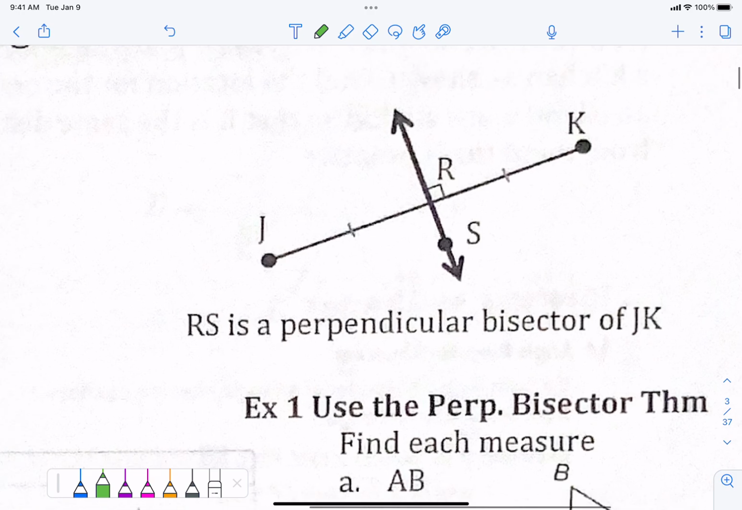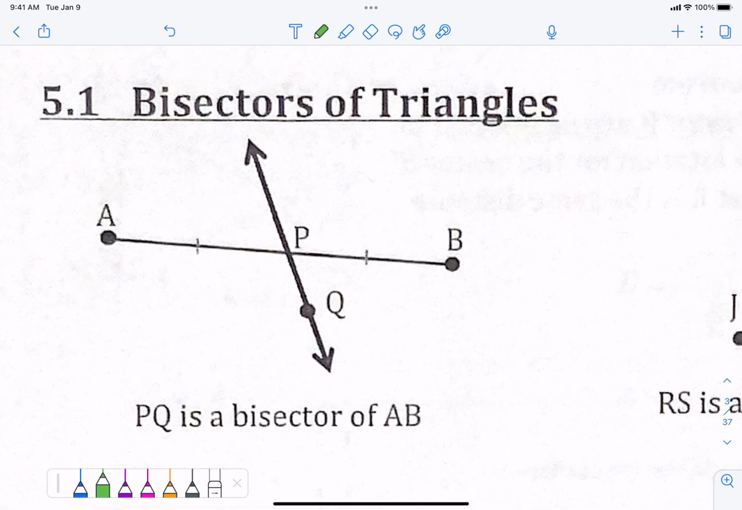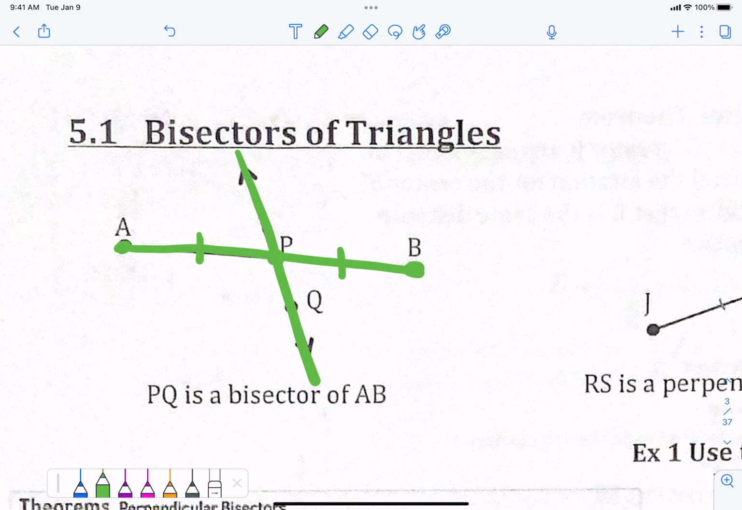Take a look at these two diagrams at the top, bisectors of triangles. They have taken segment AB and they have split it in half. How do I know that? Because of the tick marks, and P lives in the middle. Now, PQ is what's splitting it in half. Is that a perpendicular bisector? No. Is it bisecting? Is it splitting it in half? Yeah. It's bisecting, but it's not a perpendicular bisector, right? So it is a bisector, but not a perpendicular bisector.